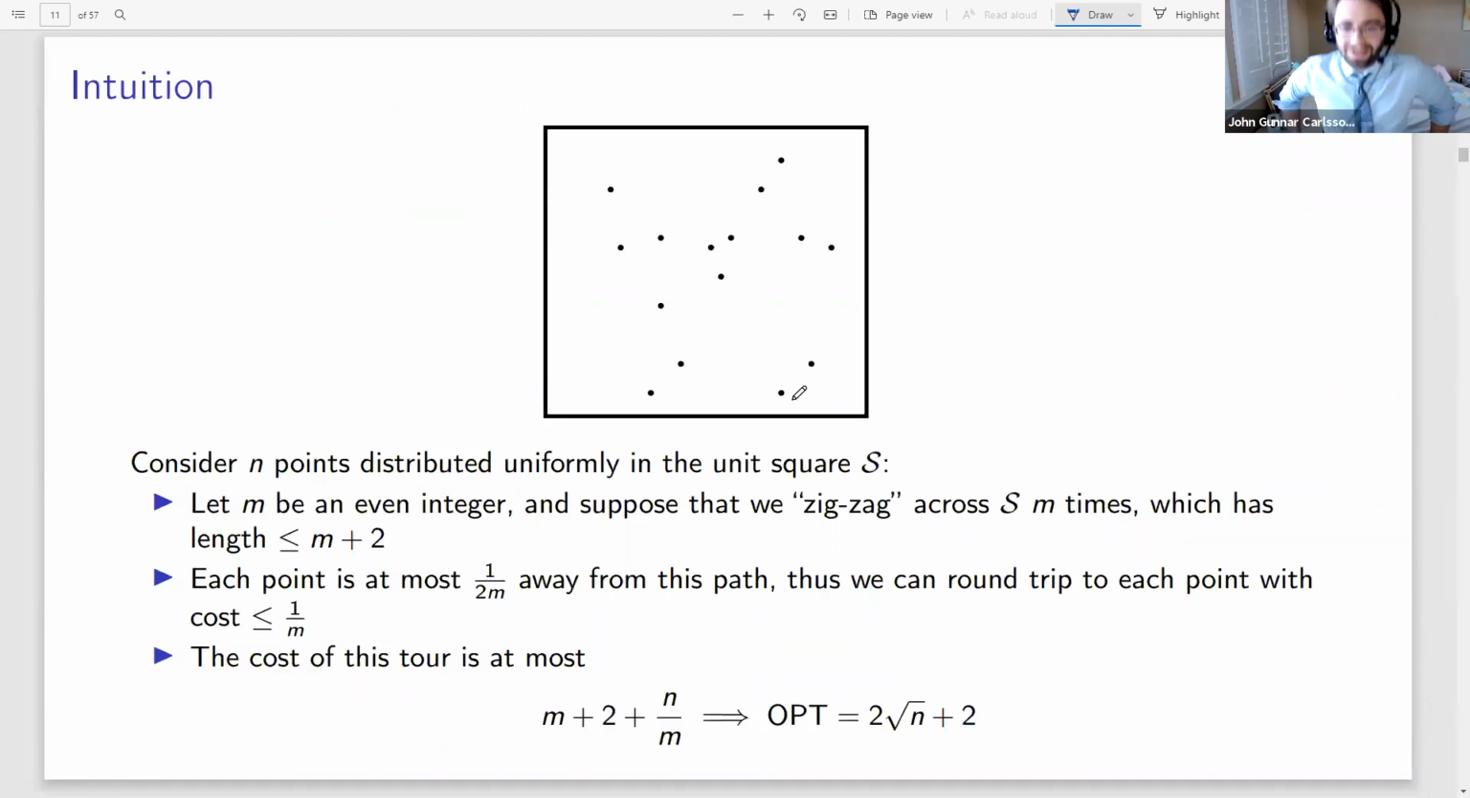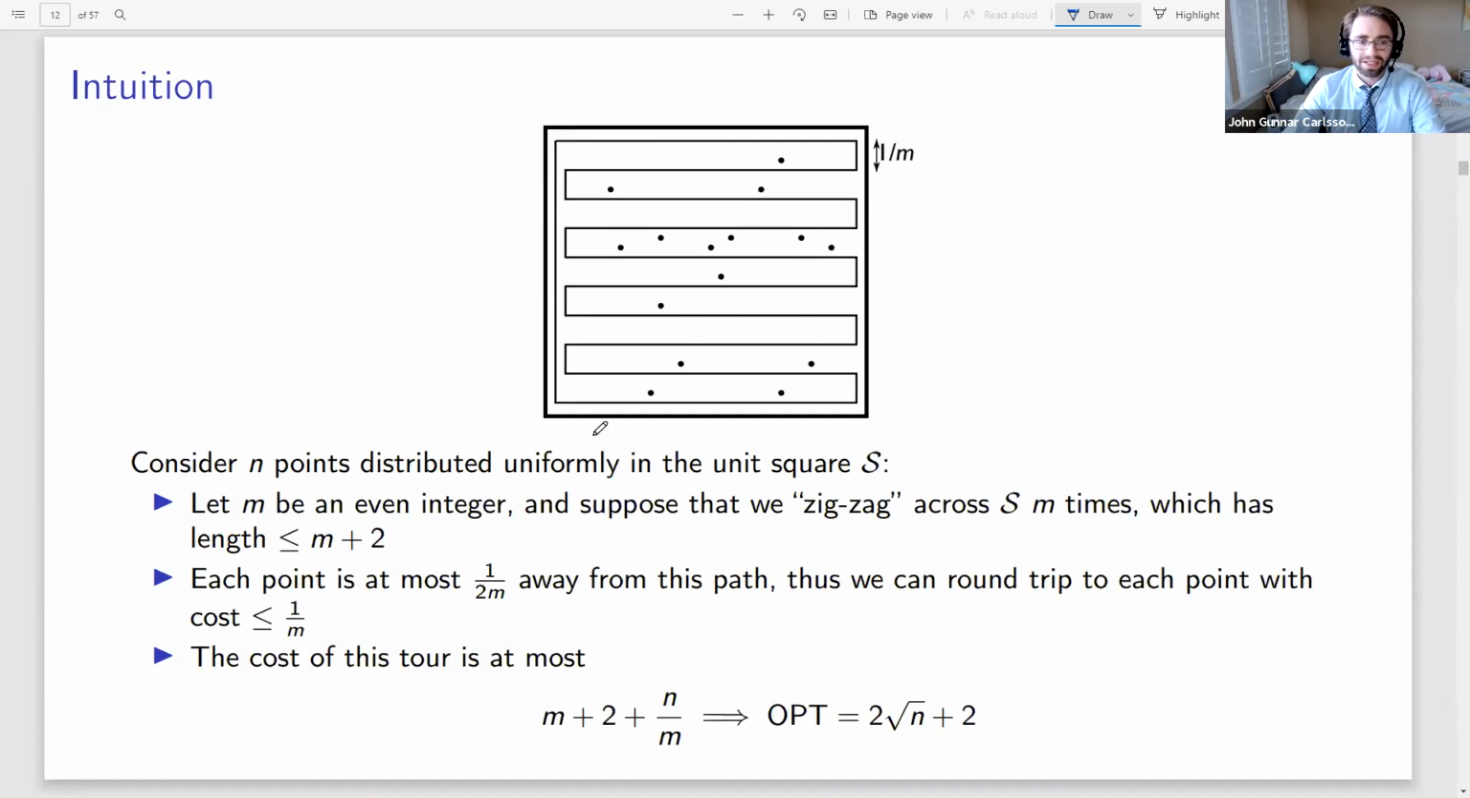Really quickly, I'll share the intuition for where these formulas come from. If I've got n points in the unit square like this, here's one way of building a tour. Let's just zigzag across the square m times, where m is my choice. M is something I can choose, how many times I zigzag. Okay, zigzag back and forth like this, and move up and down, kind of stripe that square, and then make little detours like this to visit these extra points. So how much work? If I do this, I've now got a tour that visits every point.